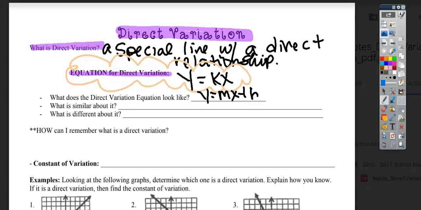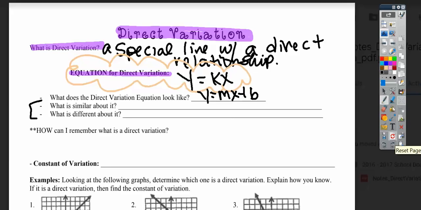This looks really similar. I know this equation right here graphs a line because I have no exponents on my variables. So this obviously looks a lot like y equals mx plus b. I want you to pause this video and answer these two questions as best as you can. I want to know something that's similar about it and something that's different about it. Write down everything you can think, and then after about a minute, pause the video and I'll go over it.